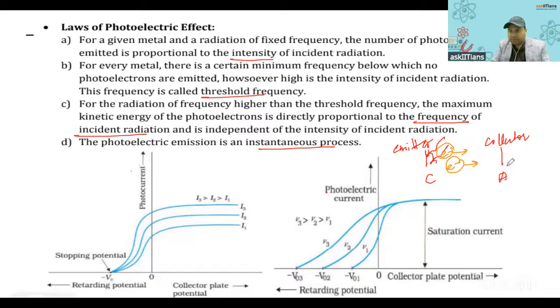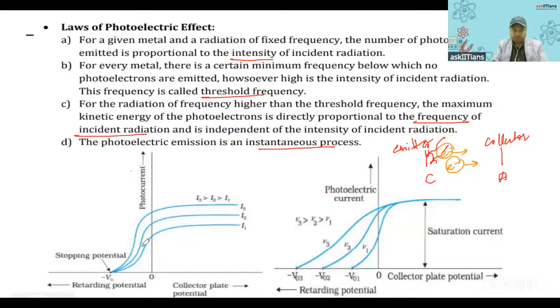It is kept as negative. So now electrons get repelled, right? Electrons get repelled, so they feel a retarding force. And as I increase this negative potential, if I keep on increasing it, what happens? The electron having maximum kinetic energy also gets retarded and is not able to reach the collector plate, right? And thereby we say that the stopping potential has been achieved.